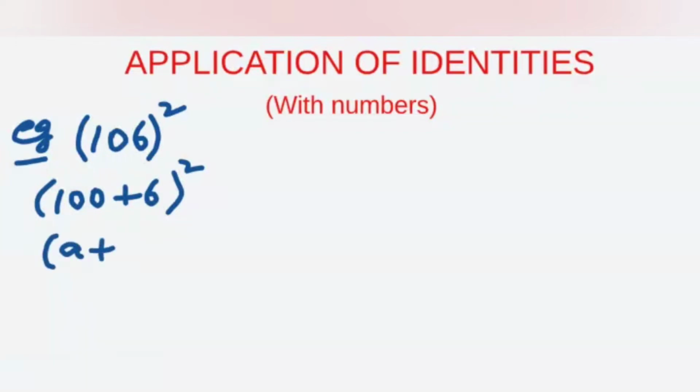106 whole square. Without finding 106 into 106, we will use identities here. This 106 can be written as 100 plus 6, whole square. Now this is in the form of (a plus b) whole square, in which a is 100 and b is 6. If you compare both, a is 100, b is 6.